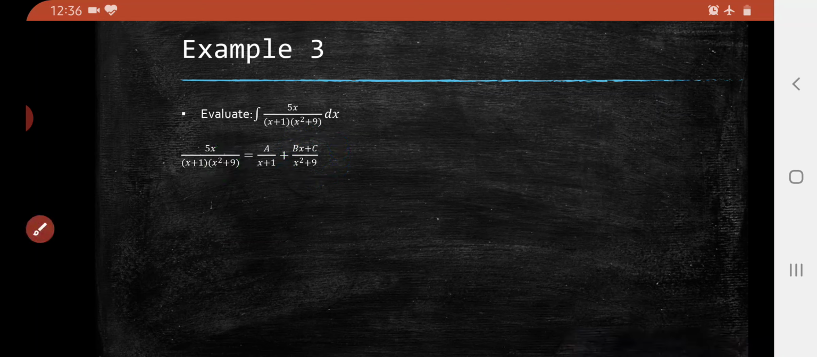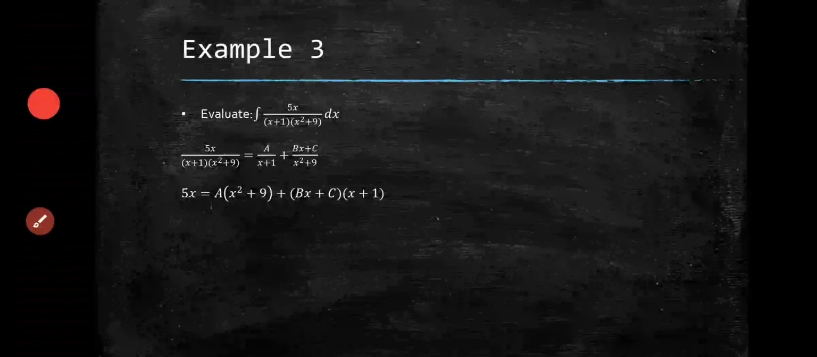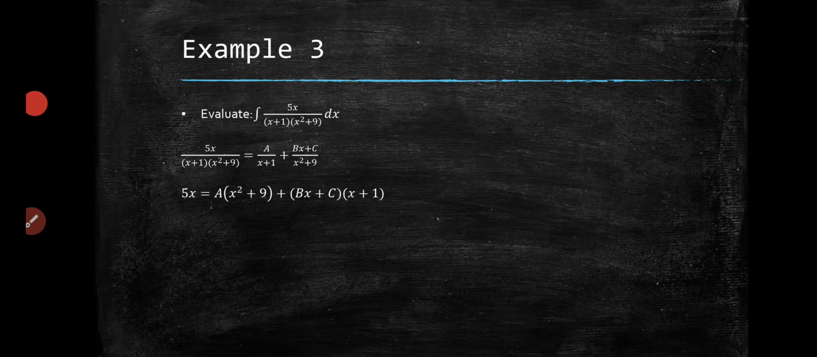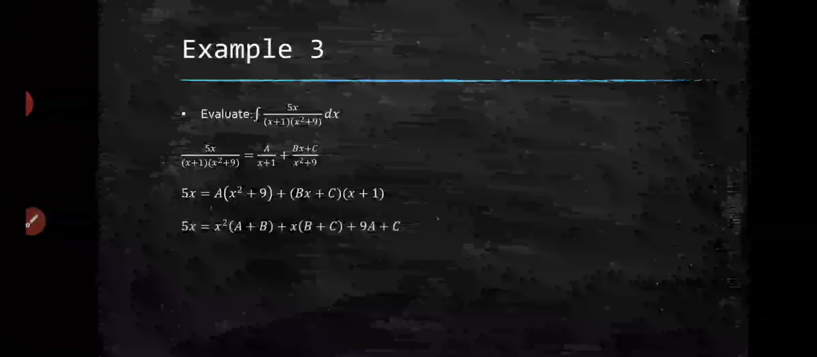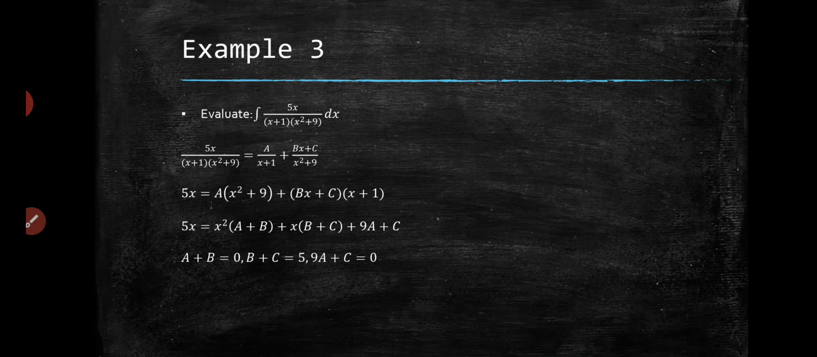Now again, let us take LCM and do whatever the necessary work we have to do. So after taking LCM, we get this. Now collect the terms containing x square, x and the constant term. This is how it looks. So from here I can see on the left hand side there is no x square term, so a plus b is 0. Now for the x containing term, there is 5x, so b plus c is 5, and again there is no constant term, so 9a plus c equals 0. Fine. So therefore a is minus half, b is half, c is 9 by 2.